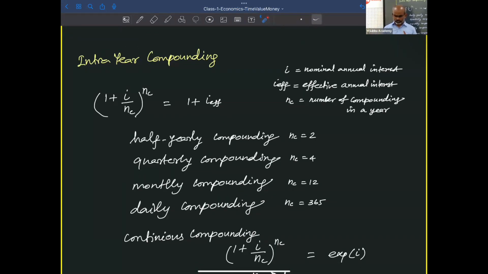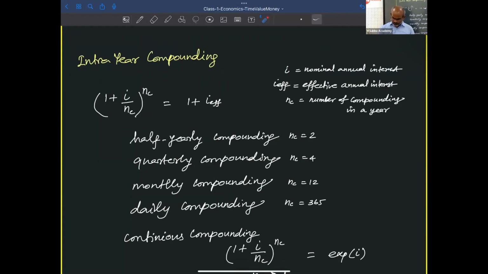And how do they specify this kind of problem? They say like 12% interest compounded monthly. What is the meaning of that? This I is 0.12, and compounded monthly means there are 12 compounding periods in a year. So NC is 12. So 1 plus I by NC whole to the power NC is equal to 1 plus I effective. That is, I effective refers to the effective annual interest rate.